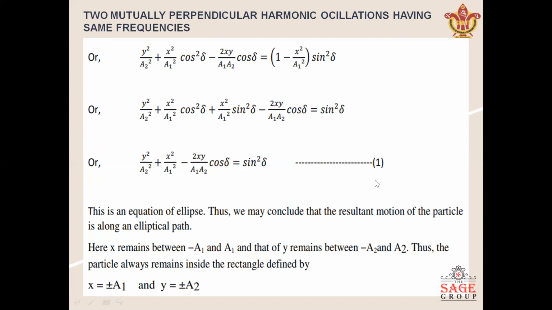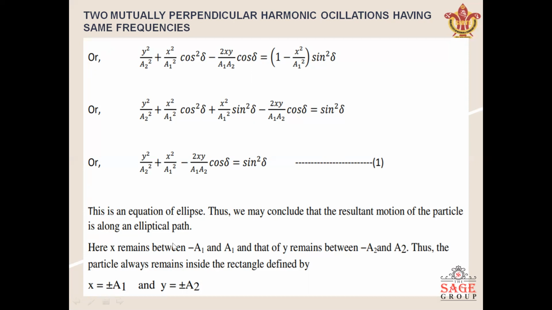So this is the equation for the Lissajous figure. Now this is an equation of ellipse. You can see that this is the equation of ellipse. Thus, we may conclude that the resultant motion of the particle is along an elliptical path. So when there are two mutually perpendicular simple harmonic motions in x and y direction, we will get an elliptical curve or elliptical figure, and this figure is called the Lissajous figure.